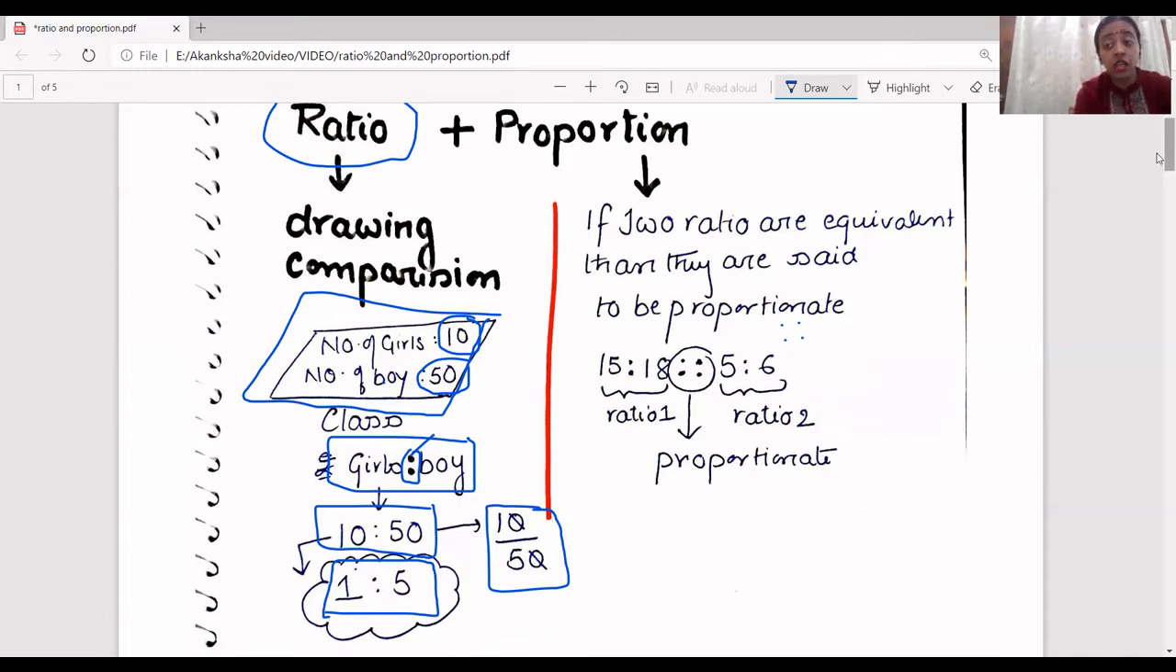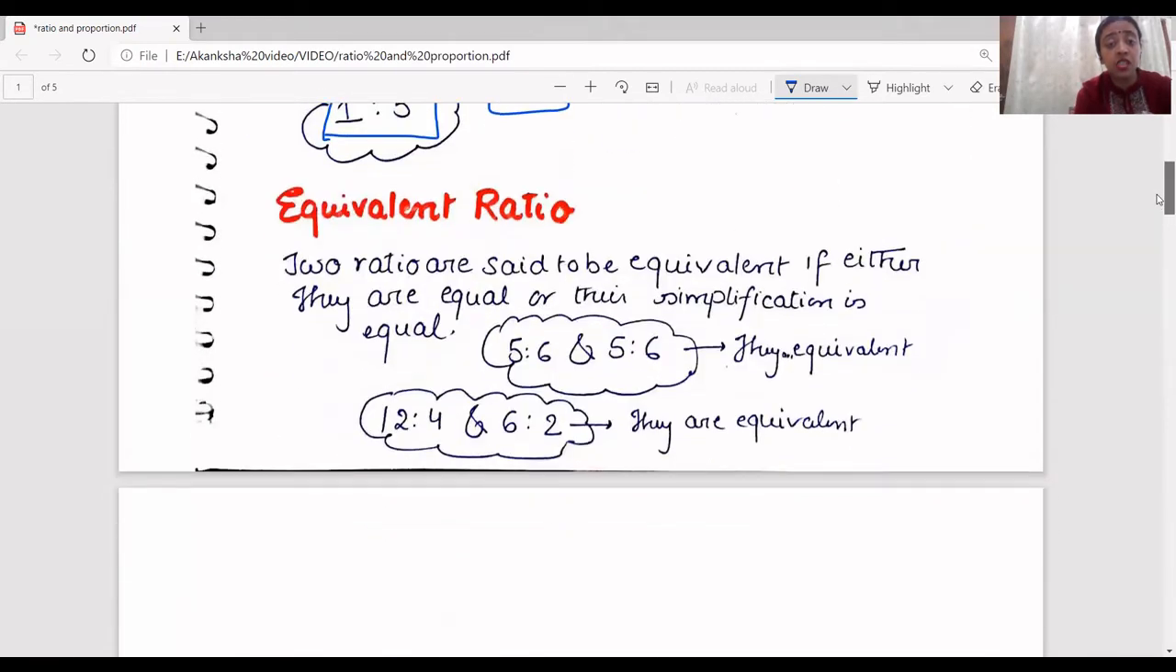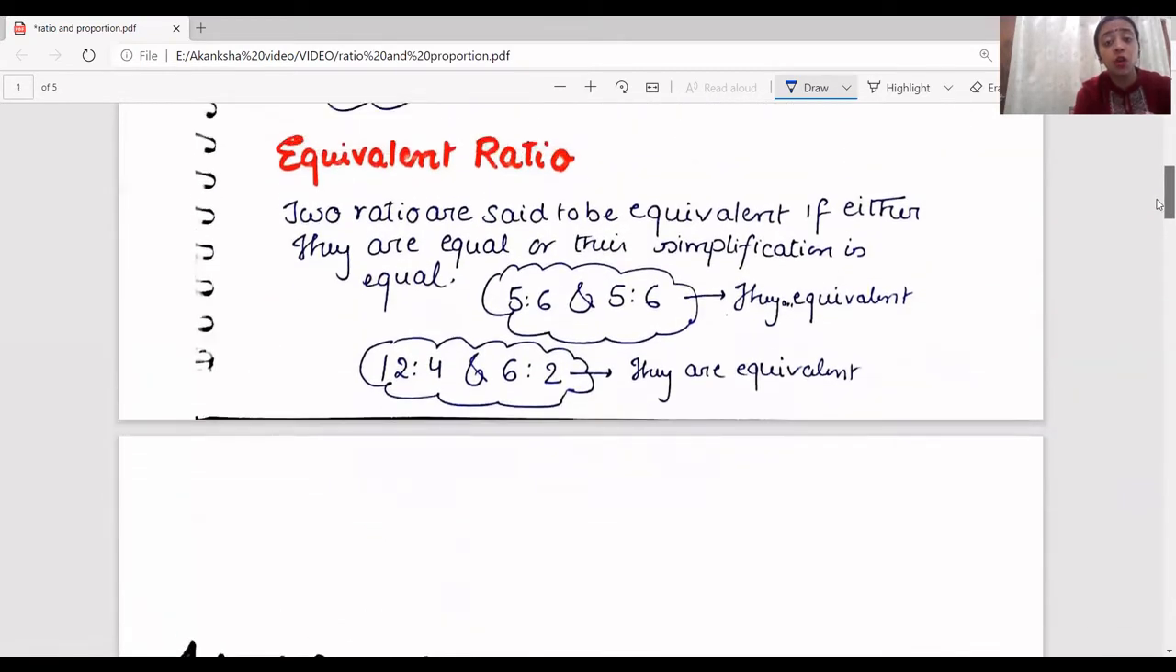Now moving ahead to another term called equivalent ratio. What do you mean by equivalent ratio? Two ratios can be called equivalent to each other if either they are equal or their simplifications are equal to each other. Let's take up an example. There are two ratios, 5 is to 6, and another one is also 5 is to 6. By just having a look, you can understand that these are equivalent, right?